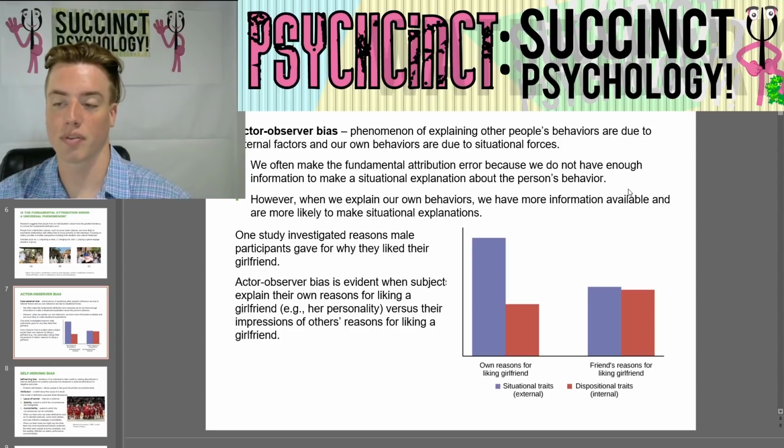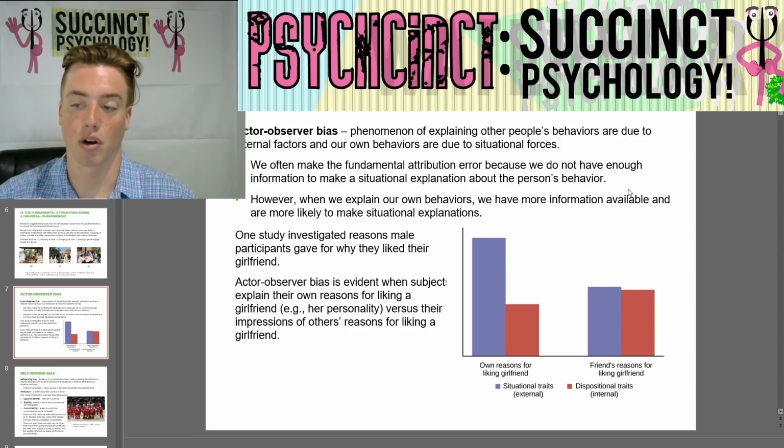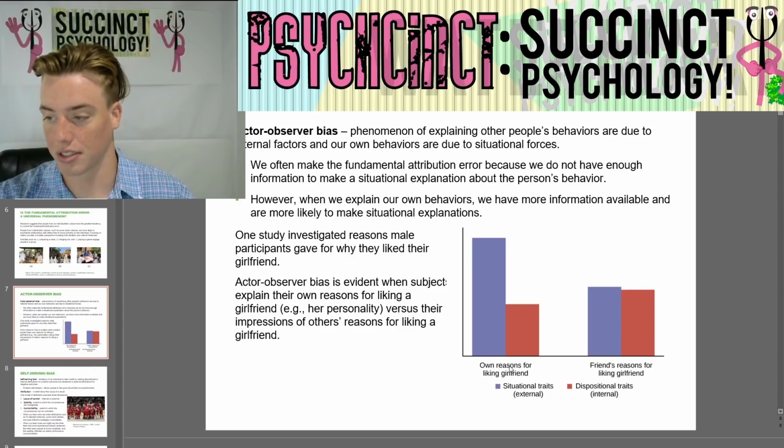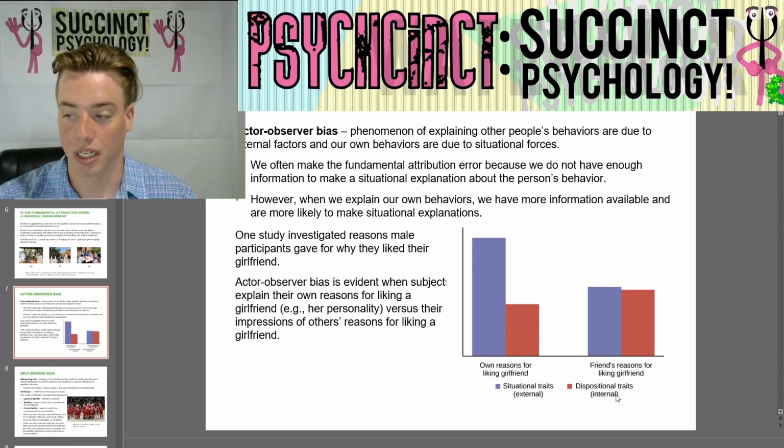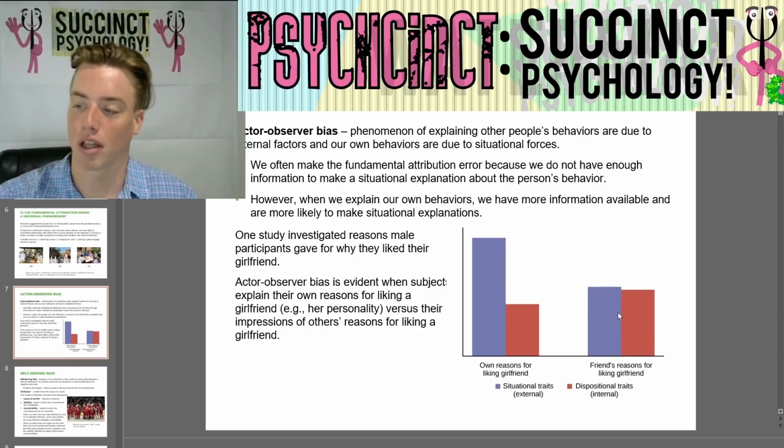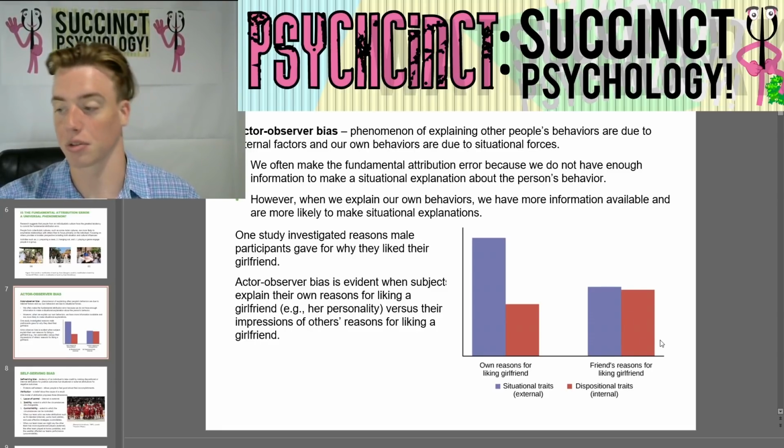Now, actor-observer bias is evident when subjects explain their own reasons for liking their girlfriend, for example, her personality, versus their impressions of others' reasons for liking a girlfriend. So, situational traits were much higher than the dispositional traits for their own reasons for liking a girlfriend, but for the friend's reasons for liking a girlfriend, these situational traits here, in the purple color, were about equal to the dispositional traits.